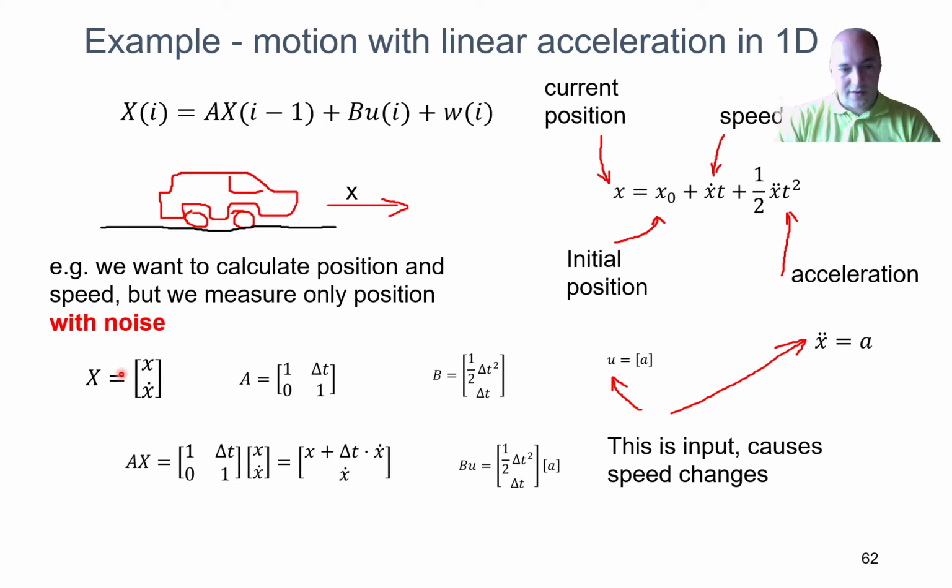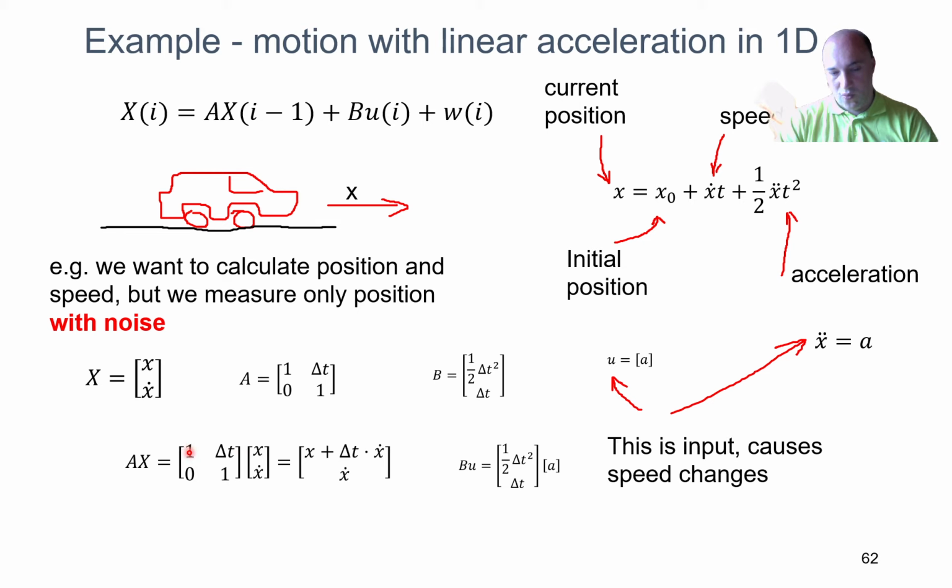So now we have our state vector. This is like this: speed x dot, and x is the position. How do I create the matrix A? Well, based on this equation, the matrix A is created like this. You take a matrix which has ones on the diagonal, and here we have the delta t. This comes basically from this part of the equation.